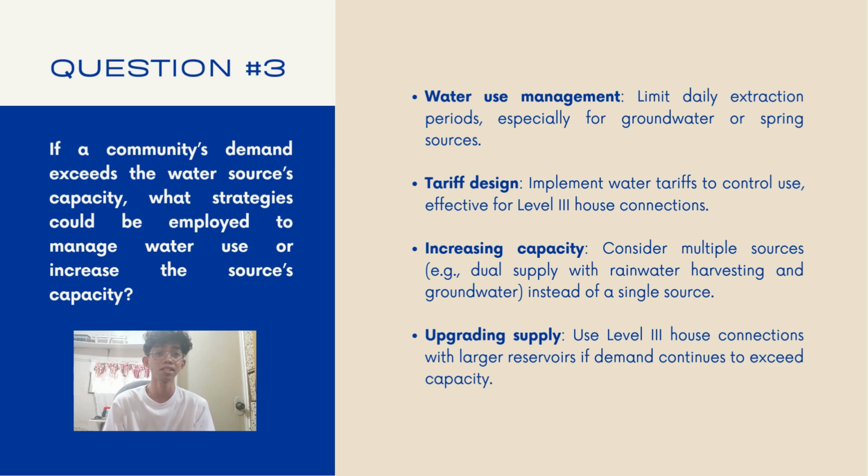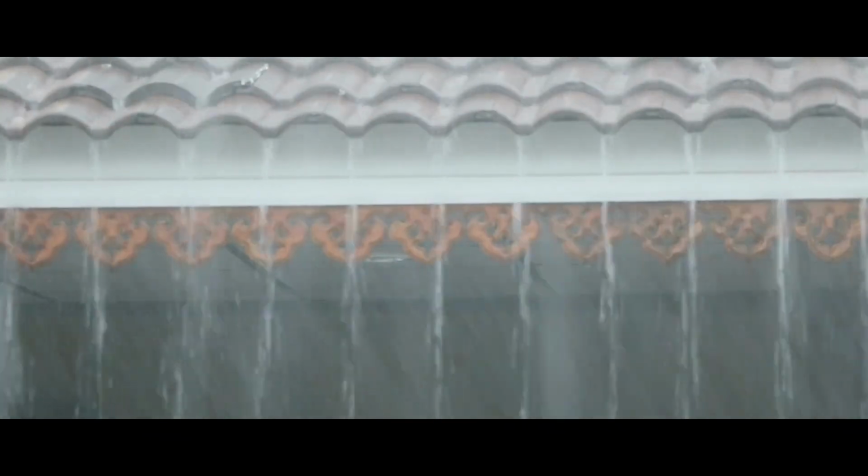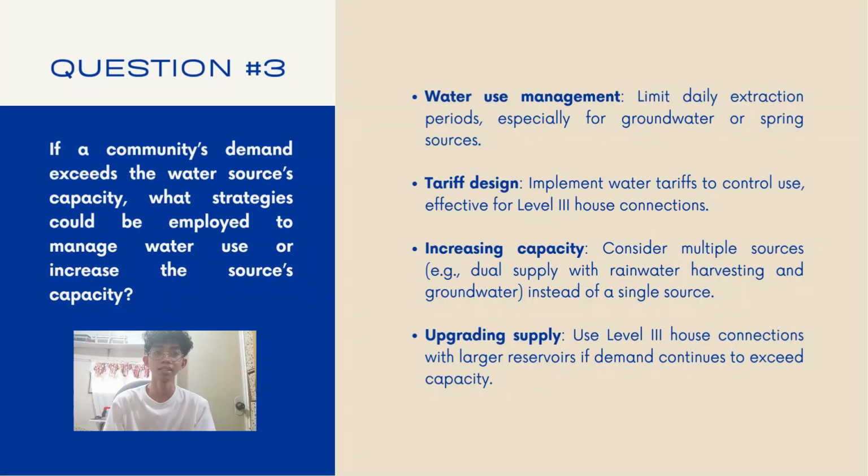Increasing the capacity of a single water source could be demanding as the recharge depends on the climate and geography of the community. However, we can increase water source capacity by considering other available water sources rather than relying on a single source only. An example of it is the dual water supply that involves rainwater harvesting and groundwater extraction. If the water demand still exceeds the source capacity, then it is desirable to upgrade to level 3 house connection as it relies on a larger reservoir.